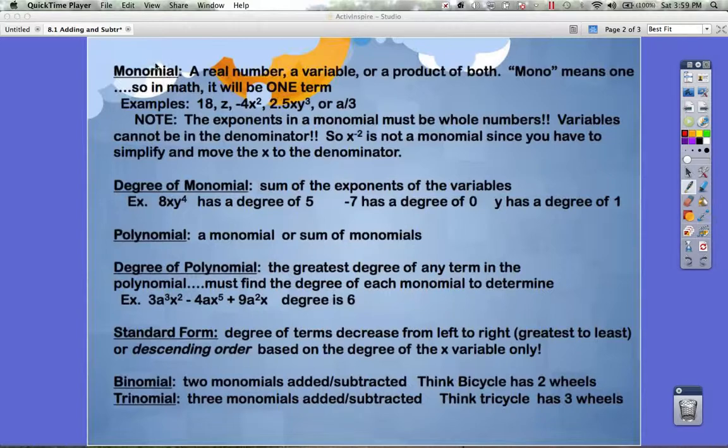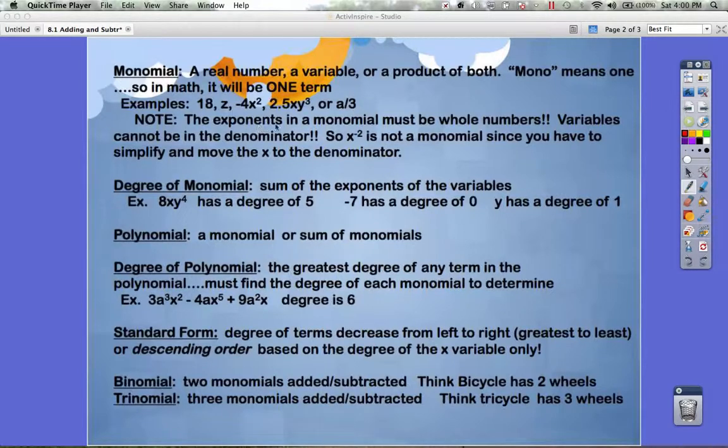A monomial, and in this section, some of the terminology is important. It's not a whole lot of it, but you do need to know that a monomial is a real number, a variable, or a product of both. So it could be 2, or an x, or 2x. Mono means one, so in math, it will be one term. Some examples are the number 18, the letter z, negative 4x squared, that's all one term. 2.5xy cubed is all one term, or a divided by 3.